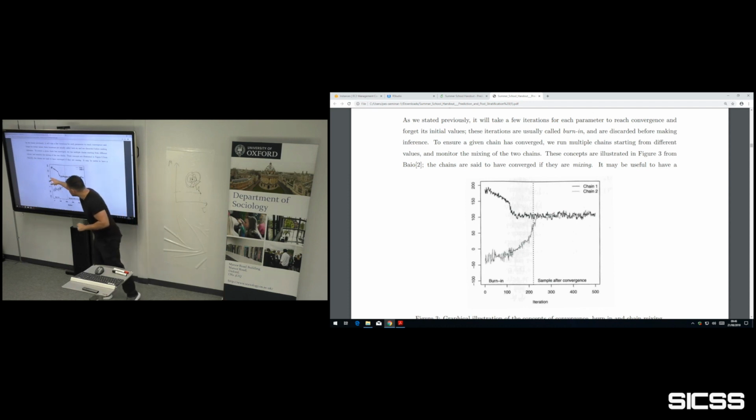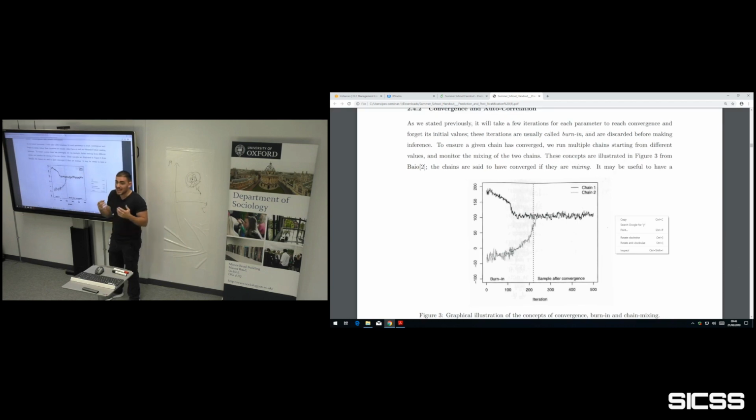If you imagine that this is mu, the variance here in each chain represents the actual variance of mu, the mean of the normal distribution. And so if both chains have agreed on the variance of mu, then you have reached convergence, really. Does that make sense? Yes.